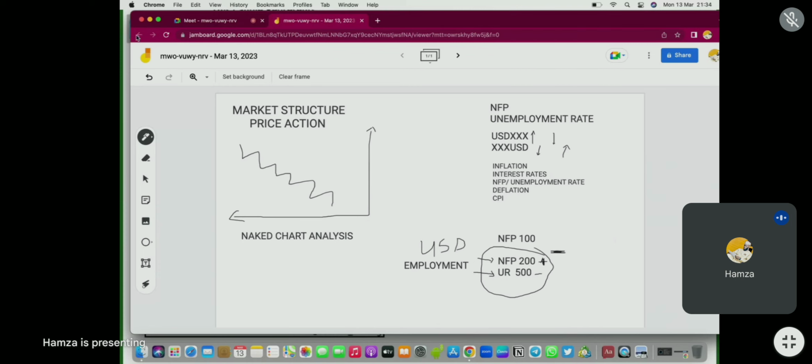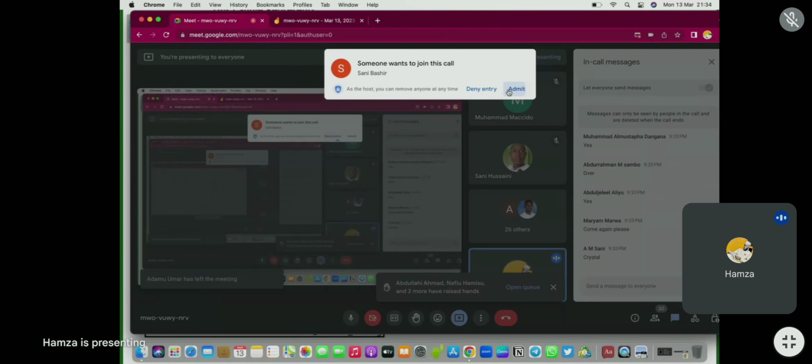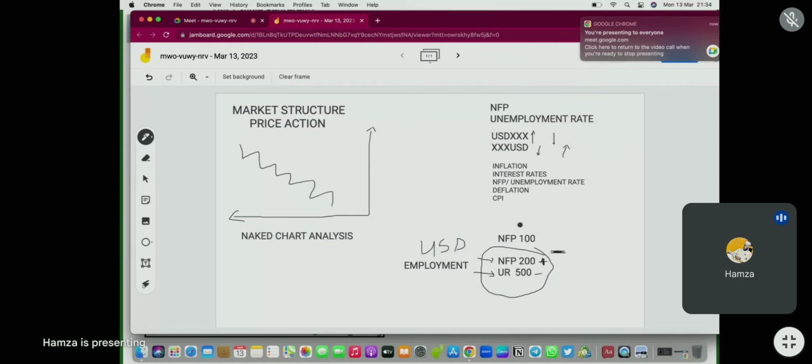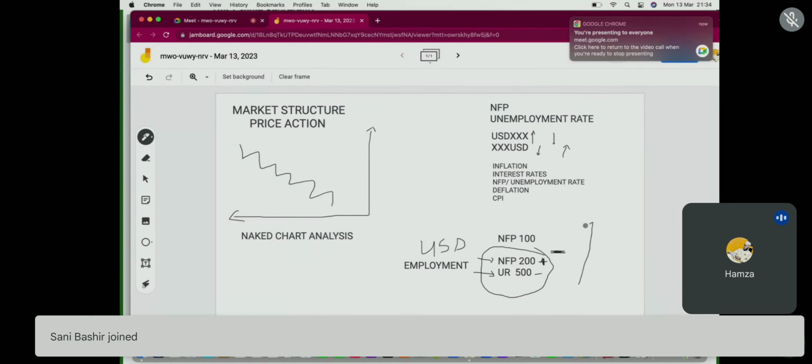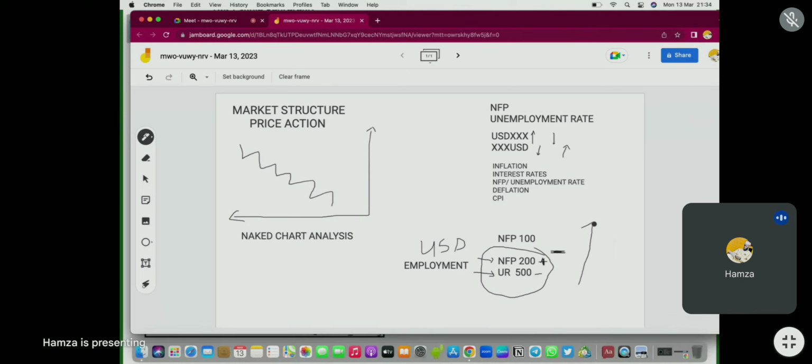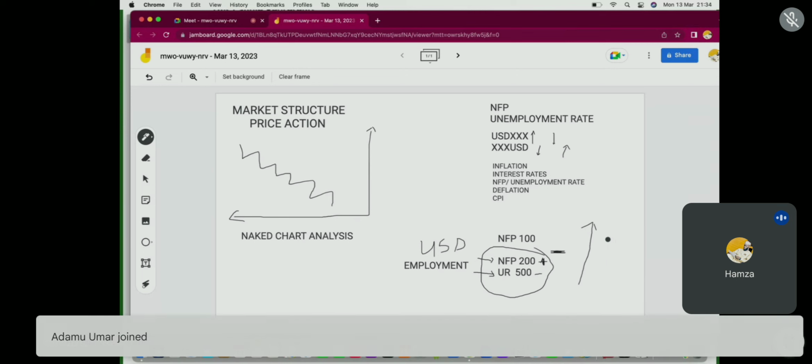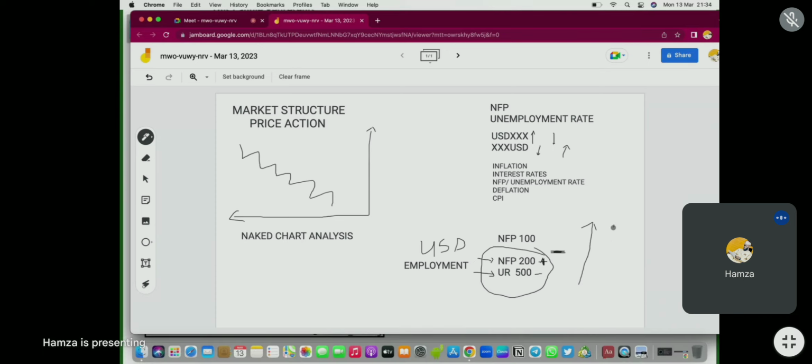So overall, on Friday, employment wise, the US state suffered. So that's why gold and GBP USD and all those foreign currencies, foreign asset class instruments, whatever you want to call them, they spiked up, and then the USD based instruments went down. So that was what happened.